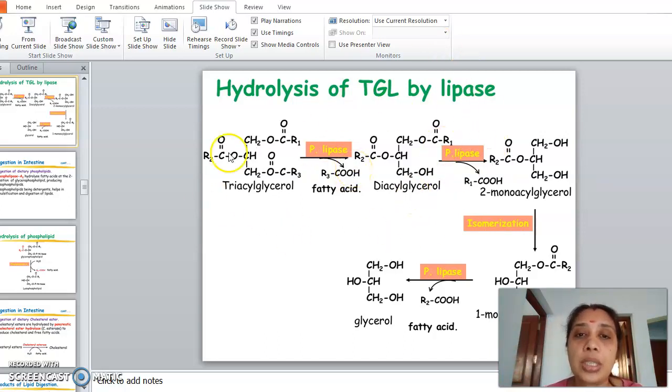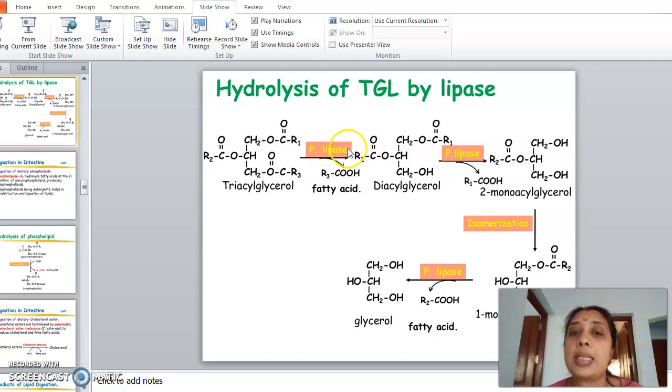So that is how the TG is converted into DAG. DAG is converted into 2-MAG. Even then, complete breakdown of all the TGs does not happen. Okay. So this is how they are carrying out their function, this is the mechanism of action of pancreatic lipase, right?